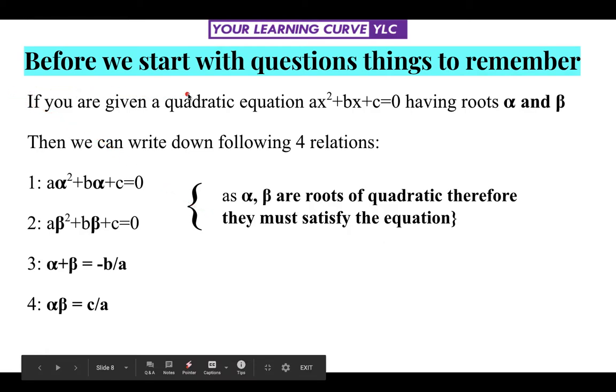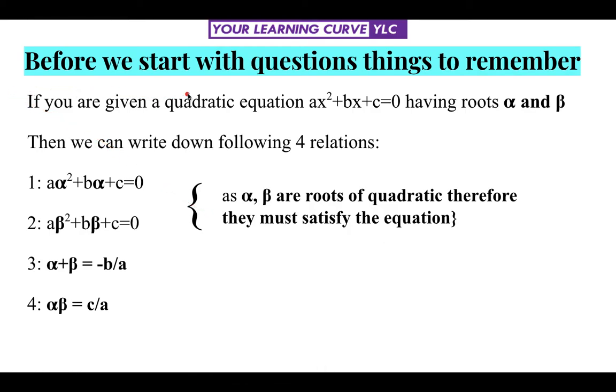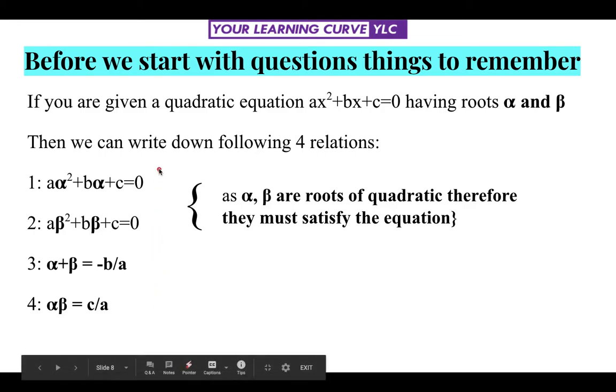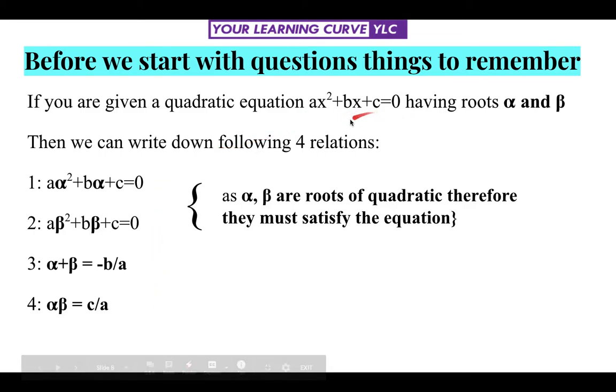Before we start with questions, I need you to remember a few things about quadratic equations and its roots. Suppose you are given a quadratic equation ax square plus bx plus c equal to 0 having roots alpha and beta. Then you can always write down these four relations about this quadratic equation. First is, if alpha is a root of this equation, then it must satisfy the equation, that is a alpha square plus b alpha plus c will be equal to 0. Similarly goes for beta, a beta square plus b beta plus c should be equal to 0.